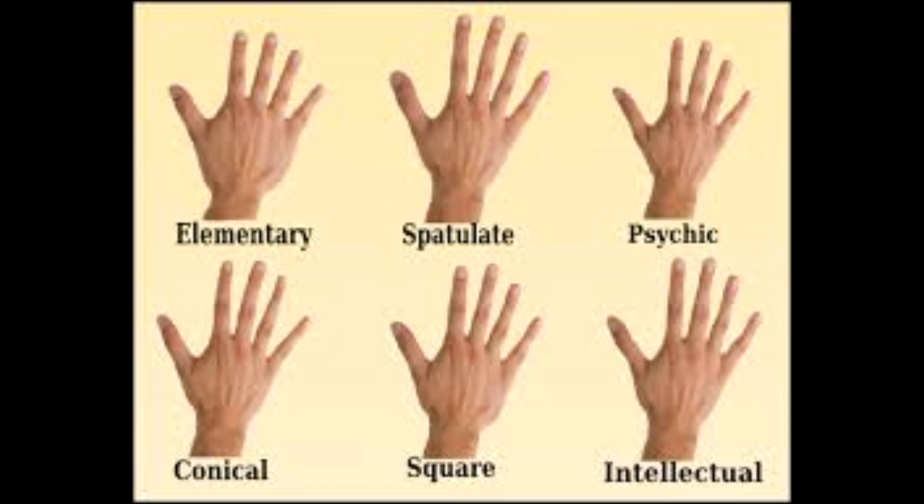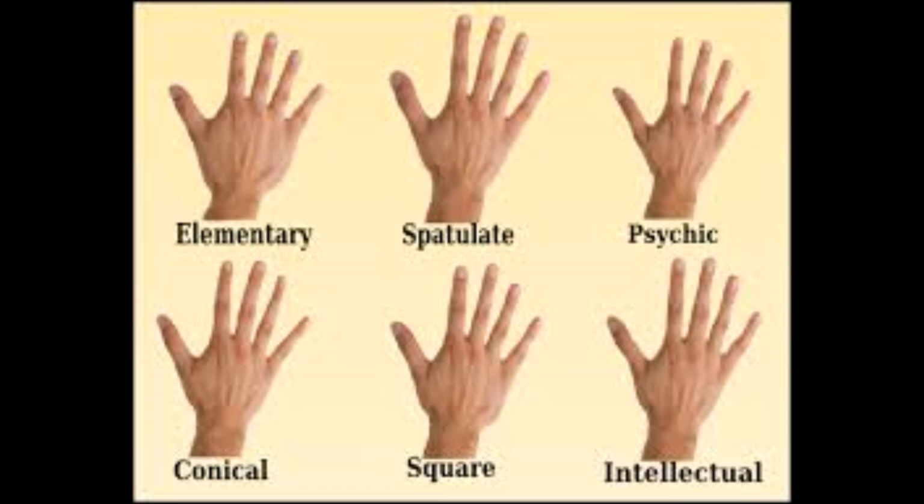Today, I am talking about the different types of hands. The elementary hand is rarely seen, but it's easy to identify because of a short thumb, wide palm, and thick, short fingers. The hand can be a bit stiff. It tends to be found among those who work a lot with their hands as opposed to their minds.